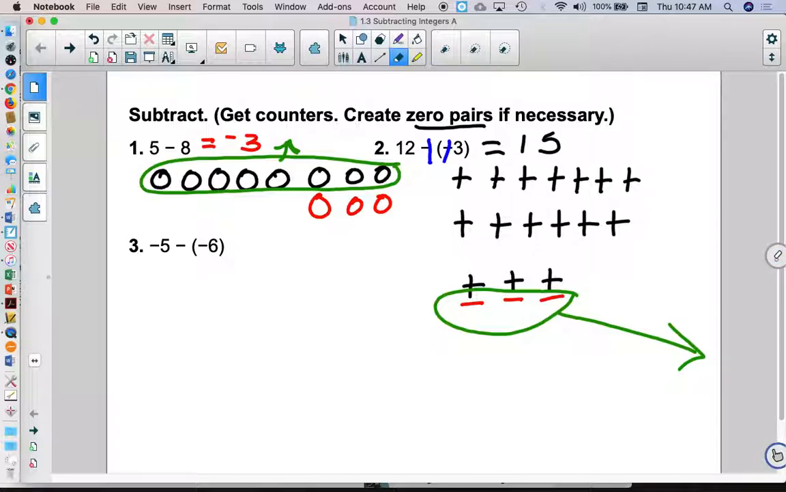Okay? I'm just going to erase that for right now, because let's do the next one. What color am I going to put down first? Ben? 5 reds. 5 negatives. 1, 2, 3, 4, 5. Okay?